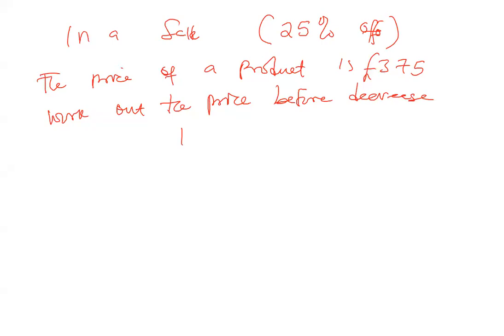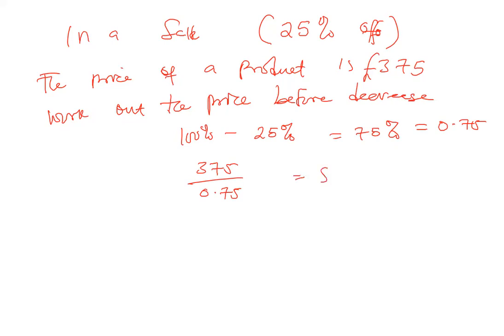Of alpha gives you 100% minus 25% off. So that gives you what, 75%. To decimal, that gives you what, 0.75. We now do 375 divided by 0.75. 500. So it's going to be what? 500 pounds. So that's going to be 500 pounds.